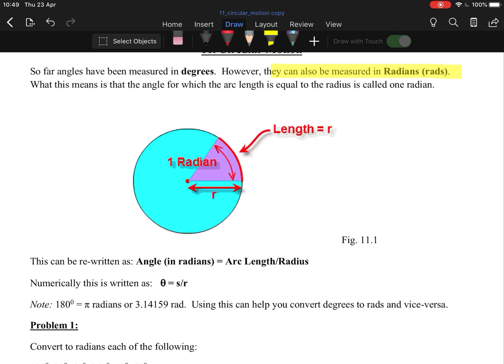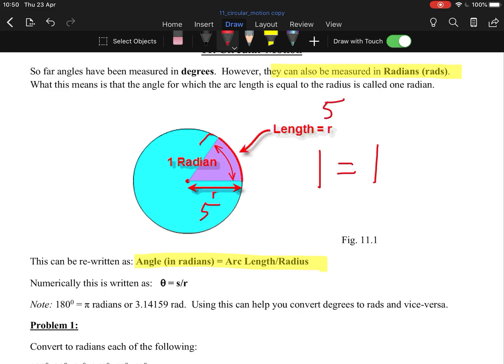Okay, so what is a radian? Some of you might not actually know this, but a radian is when the arc length, which is, let me draw it in there, this bit here, when the arc length divided by the radius equals your angle, as you can see down below. So your arc length divided by your radius is equal to your angle. In other words, 1 radian is equal to 1.